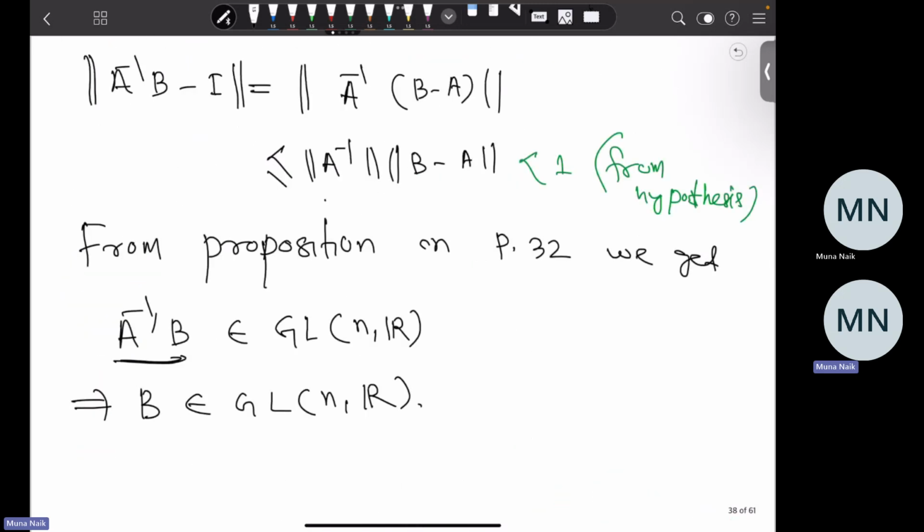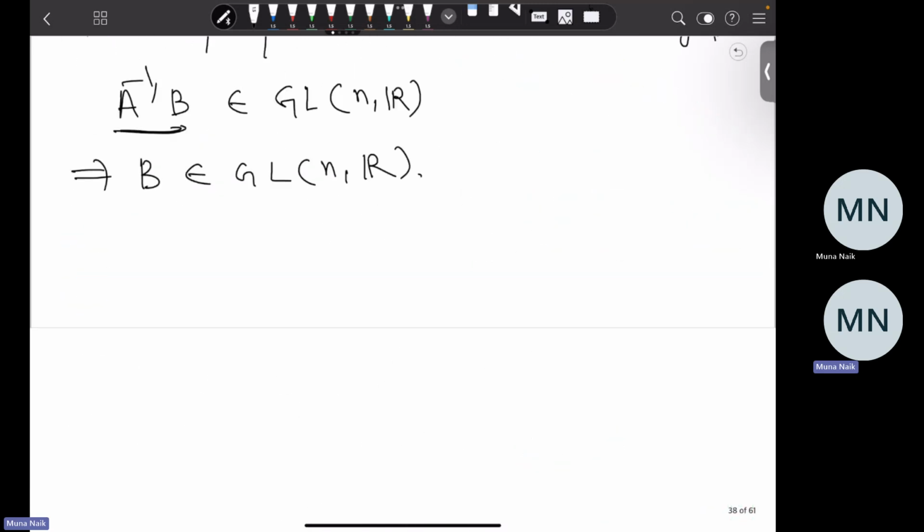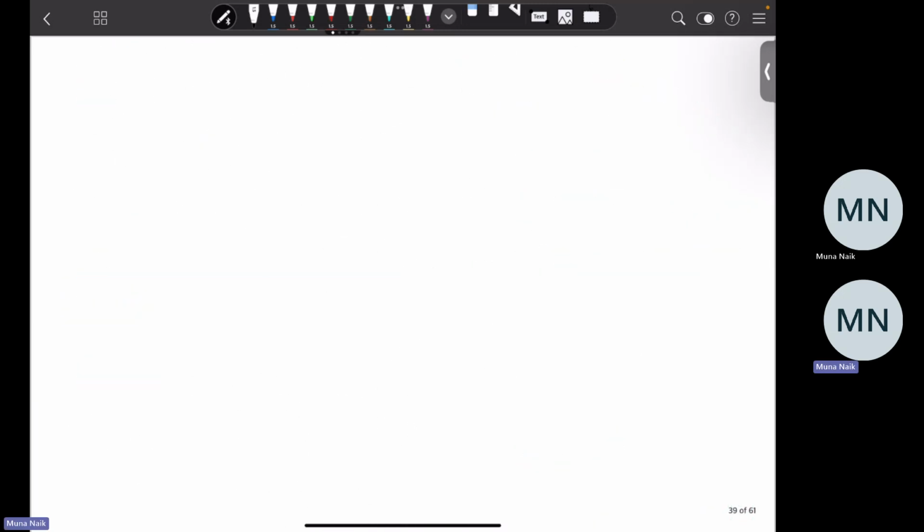Now the second thing is I want to prove that B going to A inverse is continuous. So we have to prove the continuity at A. What is the meaning of continuity?